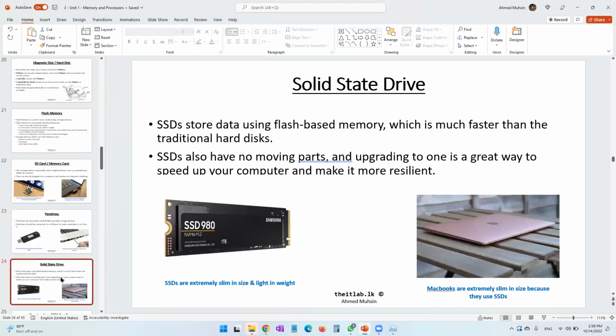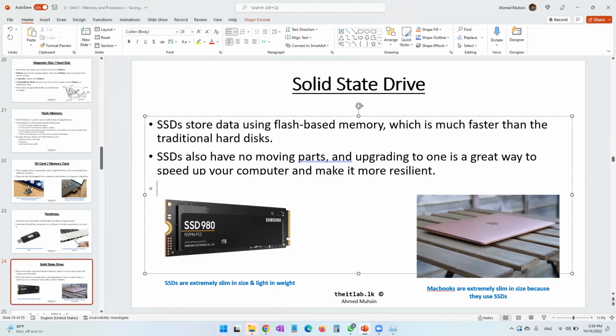Then finally, we have solid state drives. Solid state drives are being used like hard disks. They have a large memory capacity compared to a pen drive or a memory card. But they are extremely expensive. You can say SSDs are higher in cost when compared to HDDs.